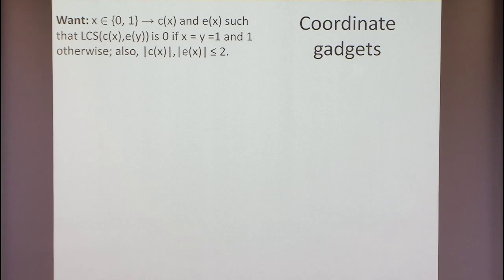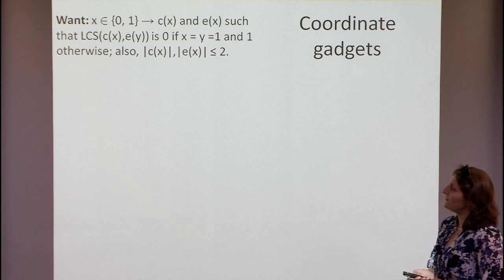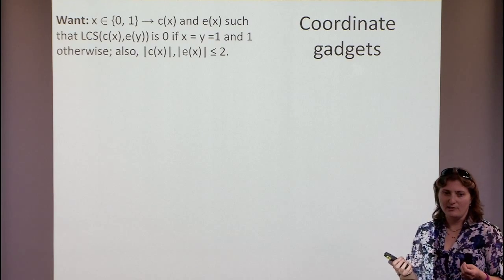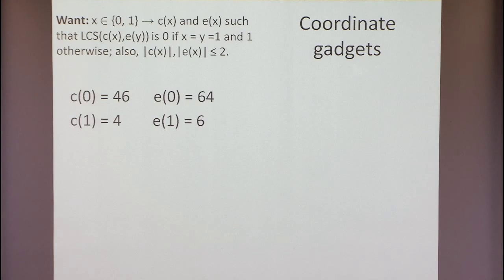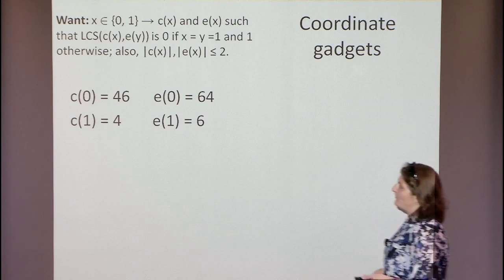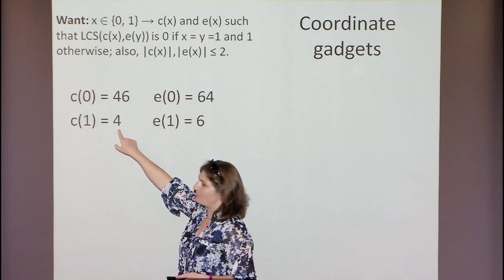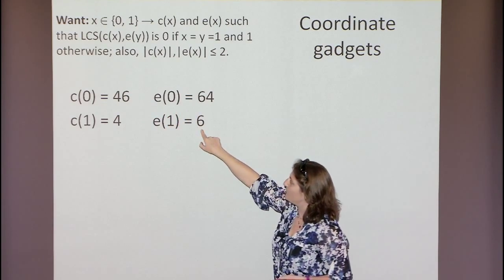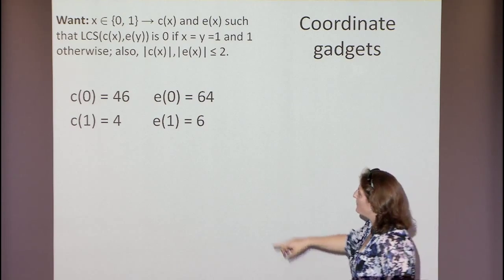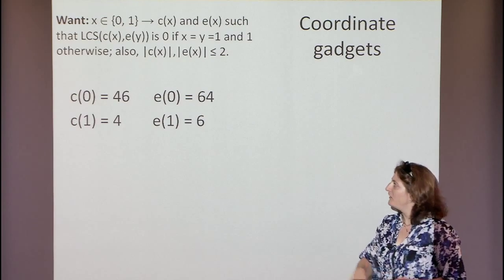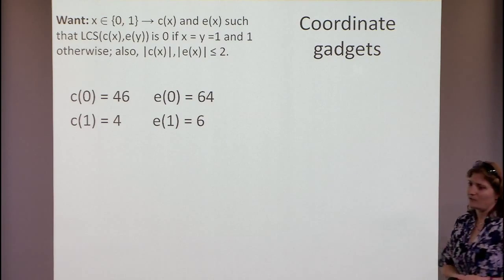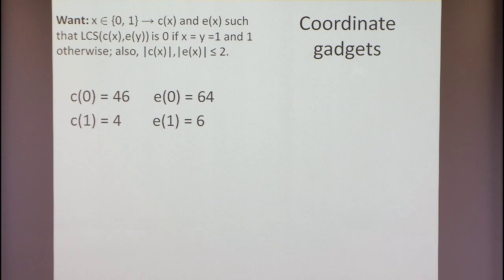Okay, coordinate gadgets. What do we want? We want these gadgets C and E such that whenever the two bits are 1, the longest common subsequence has length 0, and otherwise you get 1. So there they are. C of 0 is 4, 6. C of 1 is 4. E of 0 is 6, 4. E of 1 is 6. You notice that E of 1 and C of 1 have a longest common subsequence of 0, and all the others have 1. And they're very short.